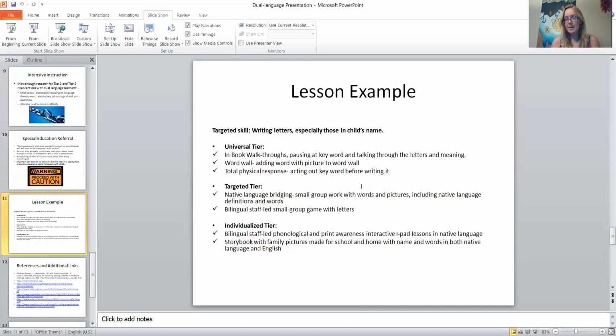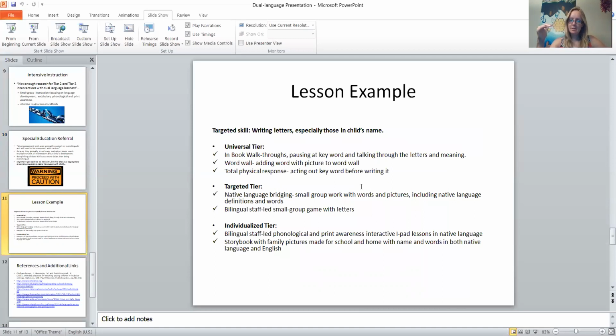Let's say the targeted skill is writing letters, especially those in the child's name. So the universal tier of how I teach this would be a whole group book walkthrough, pausing at the keyword and talking through the letters, talking through the meaning of it, looking at the picture involved with it, adding this word to the word wall with the letters and a picture, and also having a total physical response activity with it. So you're acting out the word before you're writing it. You look at it in the book, you talk about it, you ask questions, look at the letters, and then you have the total physical response to accompany it.